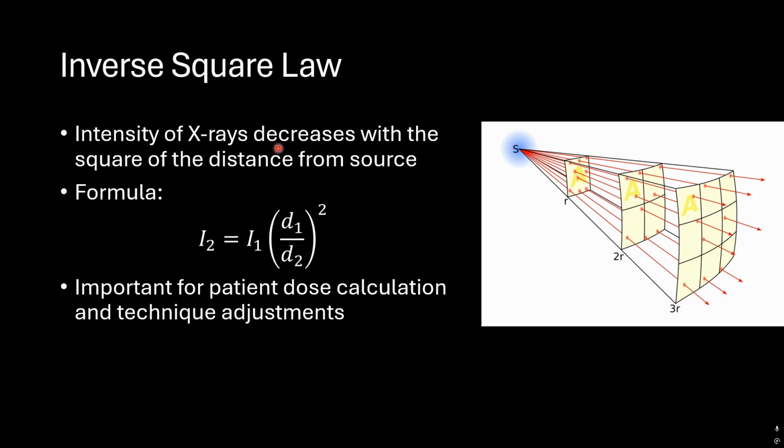Now we will talk about the inverse square law. The intensity of X-rays decreases with the square of the distance from the source. So the formula will be the final intensity equals the initial intensity times the inverse square factor, as we can see here. D refers to the distance in our formula. Important for patient dose calculation and technique adjustments. So this is a very important rule in our calculation if you want to see the effect of distance over the intensity of the beam.